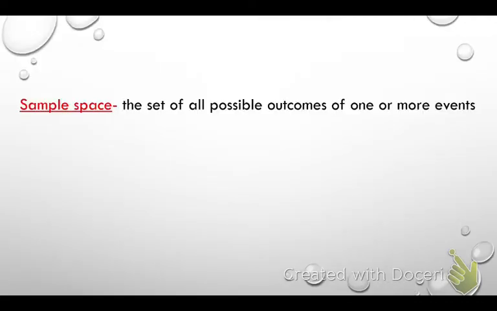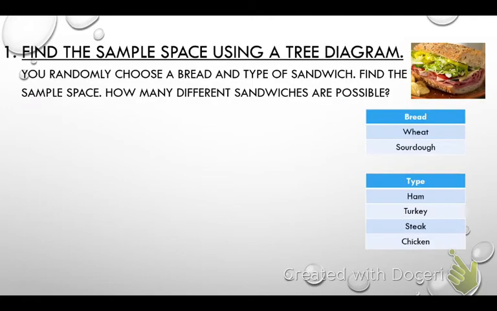There is a vocab word that I'd like you to write down with your red pen, sample space. So the sample space is the set of all possible outcomes of one or more events. Remind me again, what does this word outcomes mean? Like the possibilities of it happening. Okay, possibilities of what comes out of the experiment, okay? So the sample space, the result, that's good. The sample space is basically creating us a space to be able to show what those outcomes are going to be. So the first scenario that we have today is find the sample space using a tree diagram.